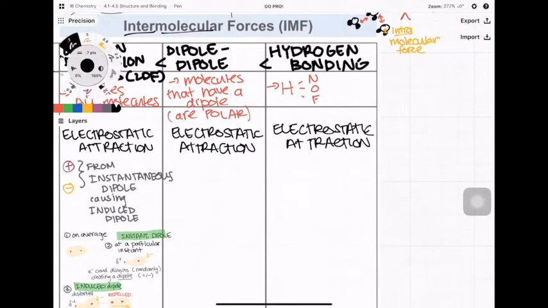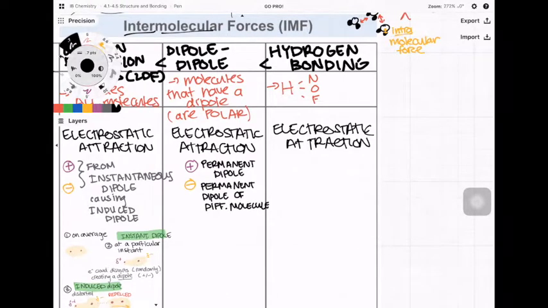Okay, now let's take a look at our second strongest intermolecular force, dipole-dipole forces. And again, these only occur between molecules that have a dipole. Again, it's electrostatic attraction, but this is between our permanent dipoles, between one permanent dipole and the permanent dipole of another molecule, so between two polar molecules.